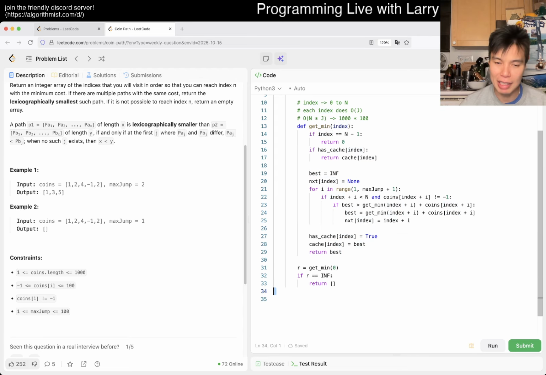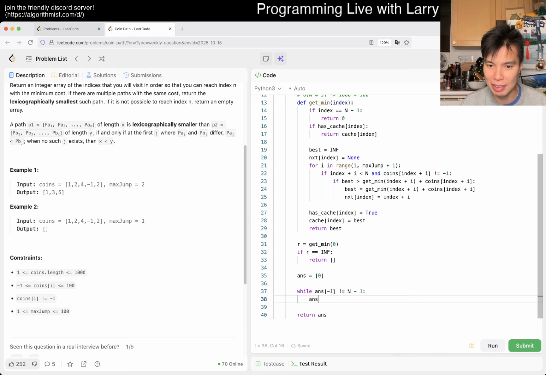And then once you do that, we can reconstruct it by taking the path again. You could do this recursively or iteratively, it doesn't really matter. You start at index 0 and trace the path that you took. While the last element of the answer is not equal to n-1, we calculate the next best move, so append next of the last element. And that's it.